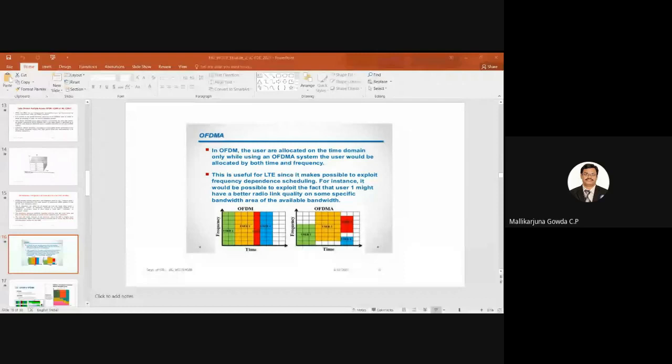So in the case of OFDM, what is done? The users are allocated in the time domain, right? So user 1, user 2, user 3, user 4 are given here, and they will be on the time domain. Only while using an OFDMA system, the user would be allocated by both time and frequency, right? With respect to the diagram I showed in the previous slides, now OFDM, OFDMA, and OFDM-TDMA, right?